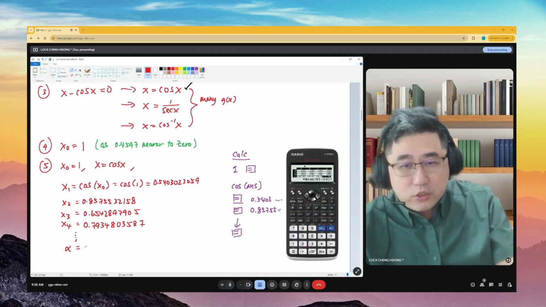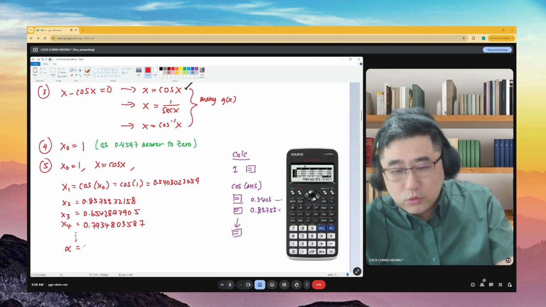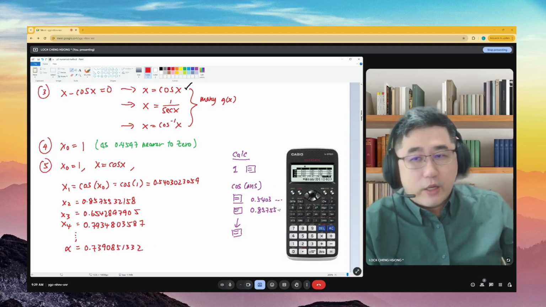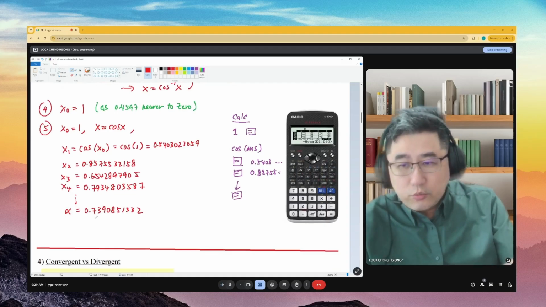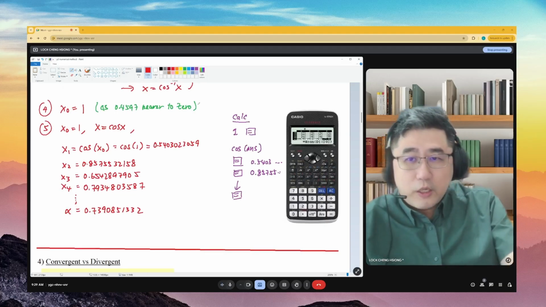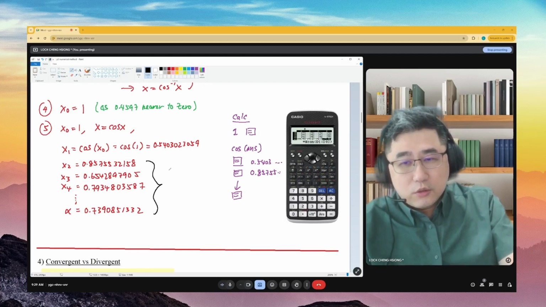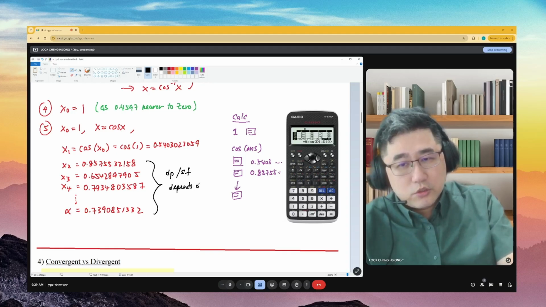So if you keep pressing equal on your calculator, eventually you will see the calculator stop changing the value, 0.739085132. You will see that it stopped changing. The answer is 0.7390 something. So how many decimal places are you supposed to present for each of your iterations? Decimal place or significant figure depends on the question.